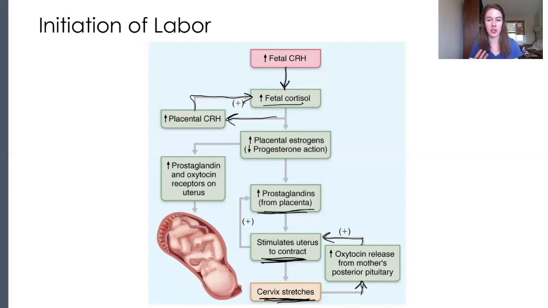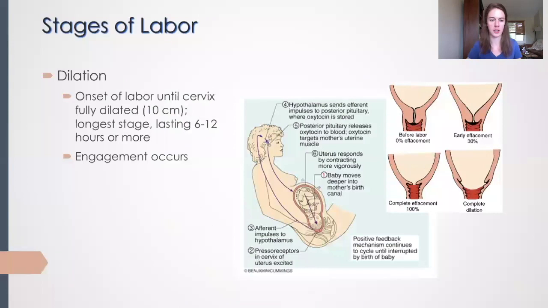Again, you have 3 places of positive feedback loops here. Stimulation of contractions at the uterus will cause more prostaglandins, which will cause greater amounts of stretching, which will then lead to oxytocin being released. And oxytocin is what actually causes the myometrium to contract. So this all stems from fetal corticotropin releasing hormone, which is kind of an odd way to start this whole process, but it's because it leads to this chain reaction.